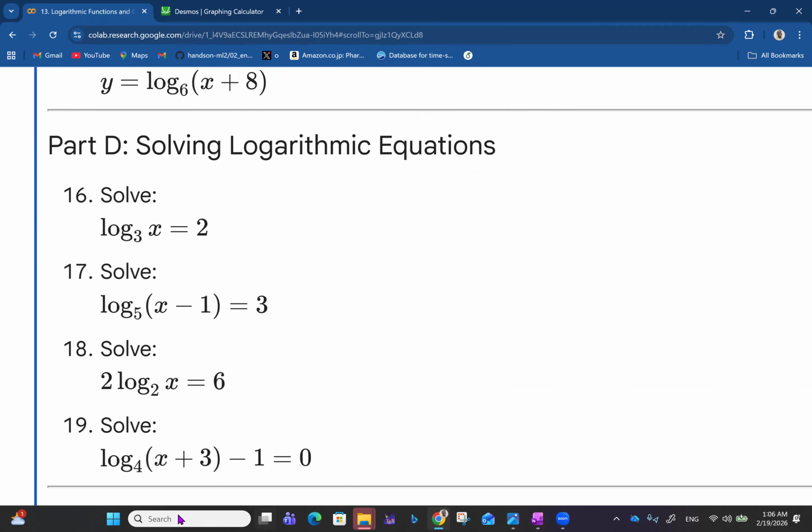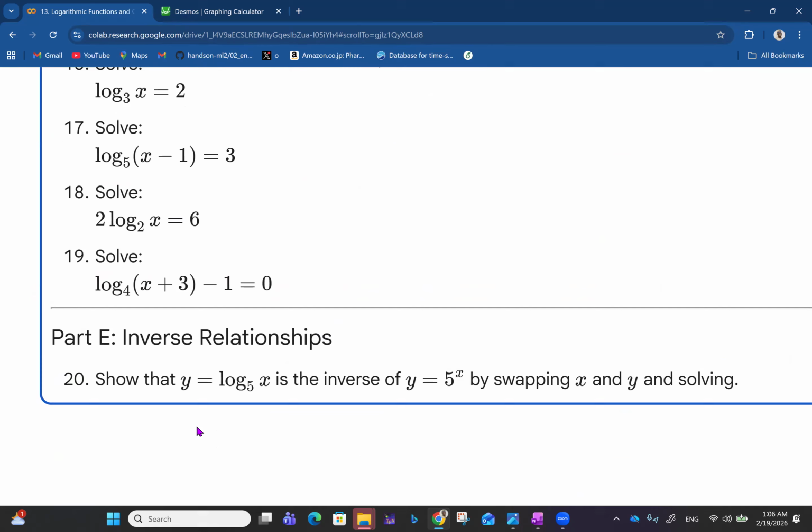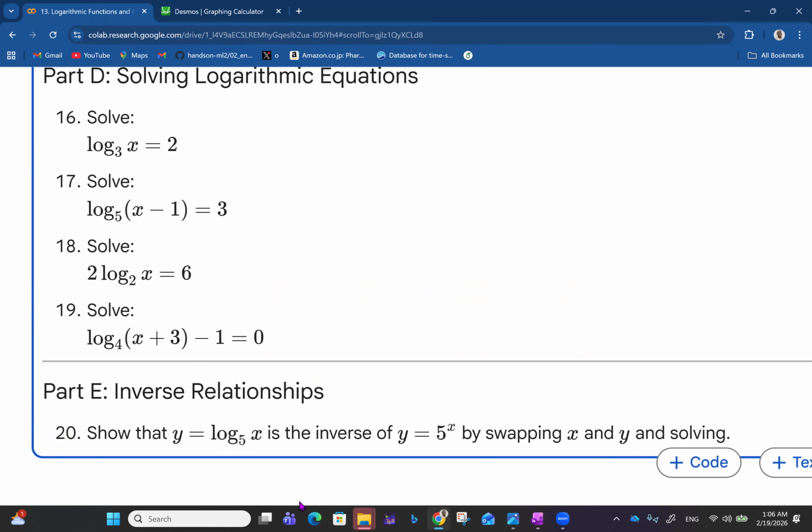So here you have log to base 4 of x plus 3 minus 1 equals 0. So just take the 1 to the other side. So you have 4 raised to power 1. So x plus 3 is equal to 4. So x is equal to 1, like that. Then you have this, show that y equals log x to base 5 is the inverse of y equals 5 to the power x by swapping x and y and solving. Yeah, we did that already.